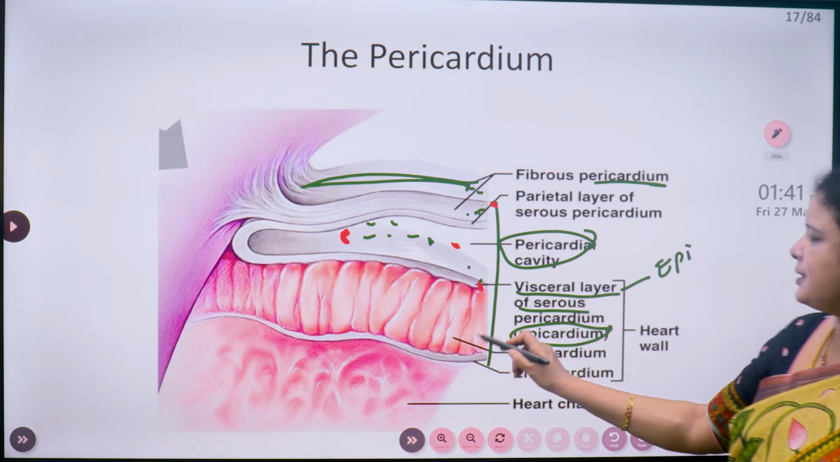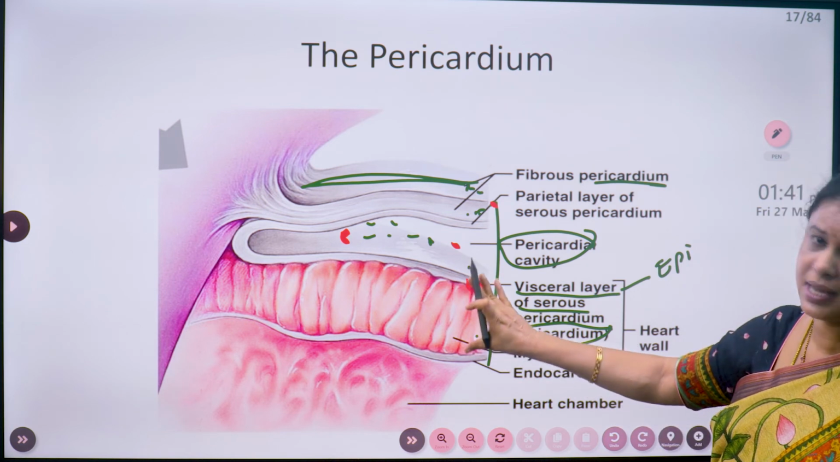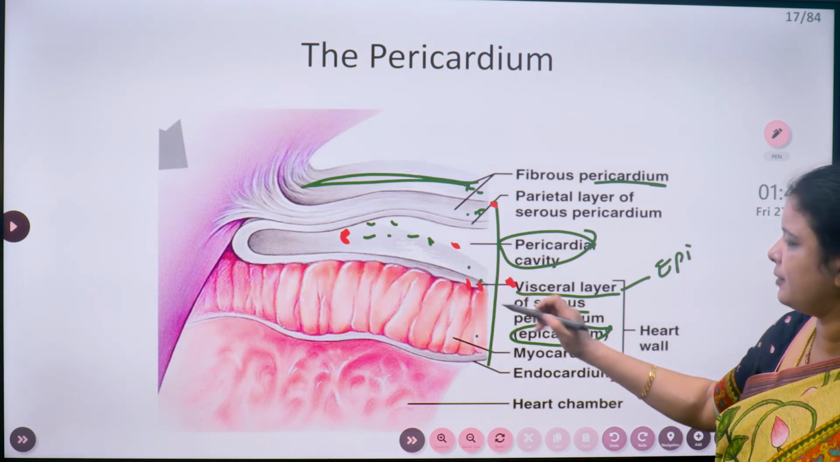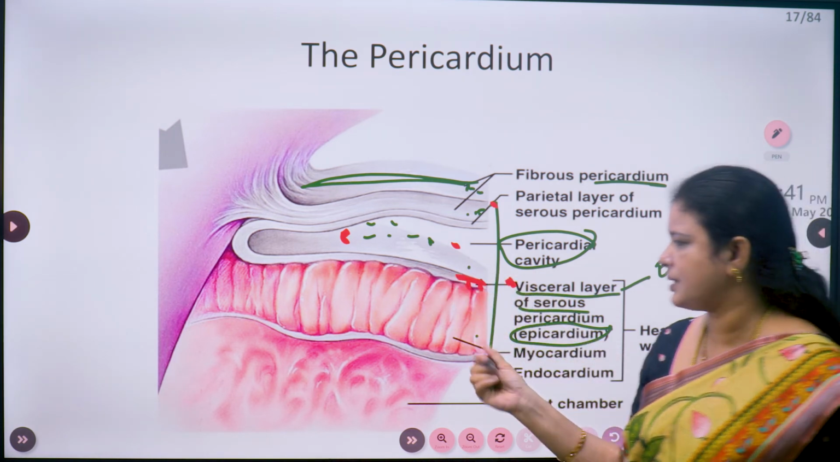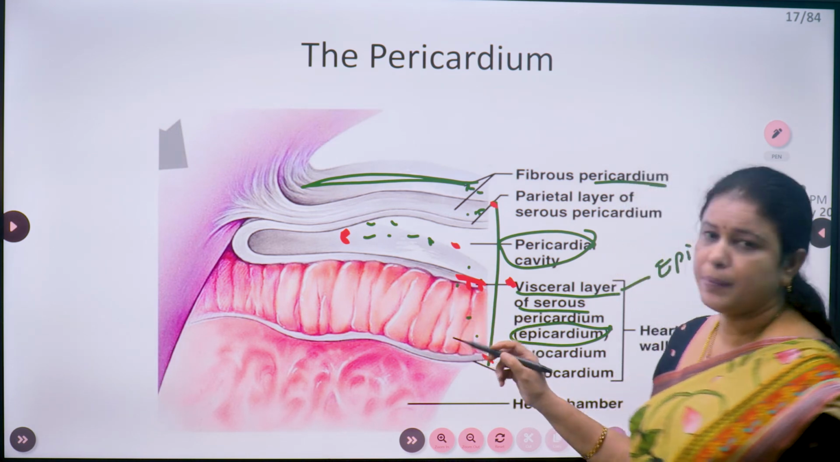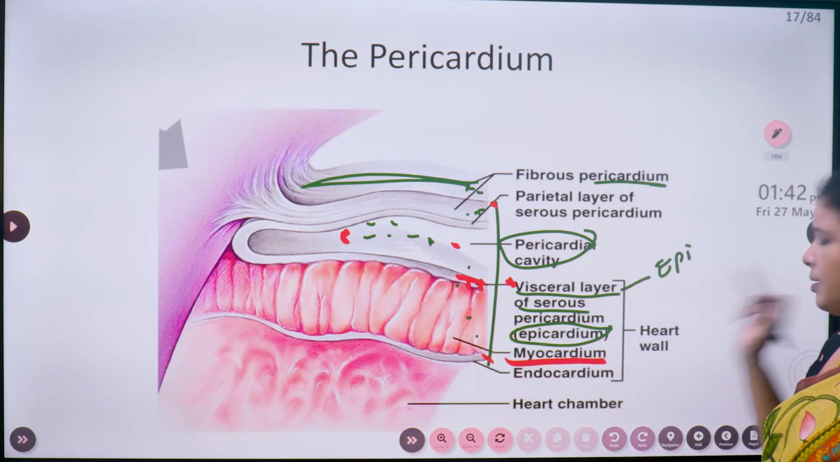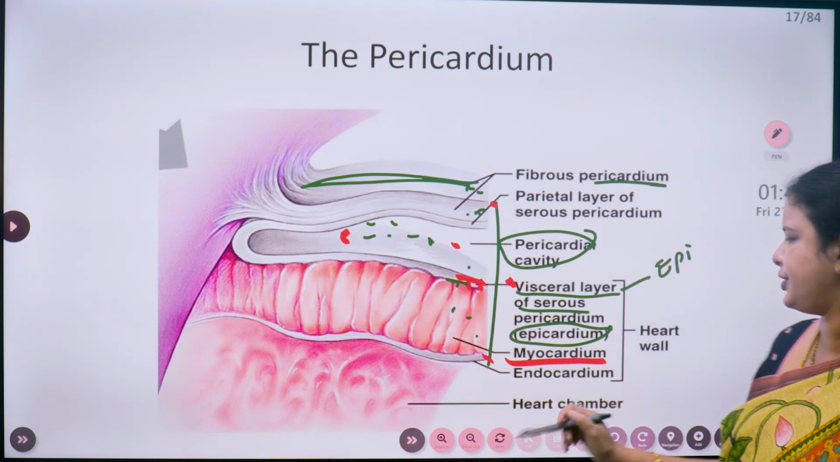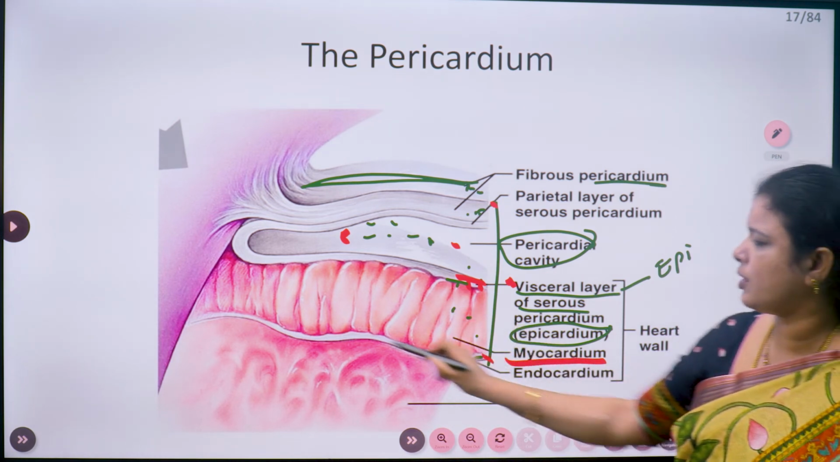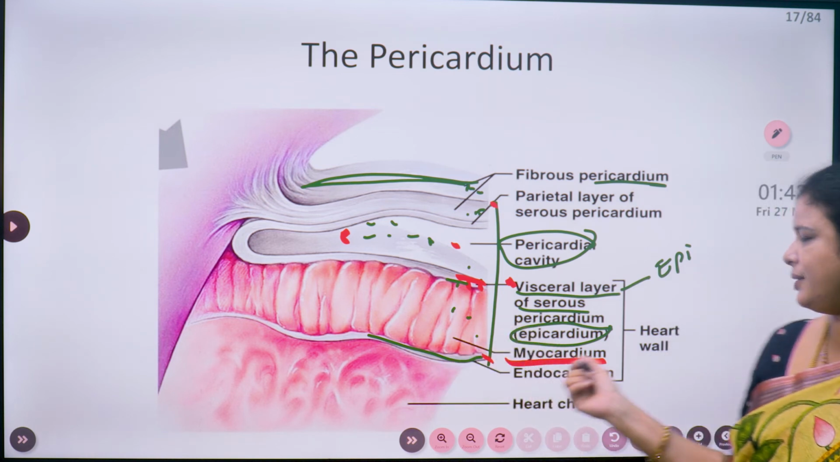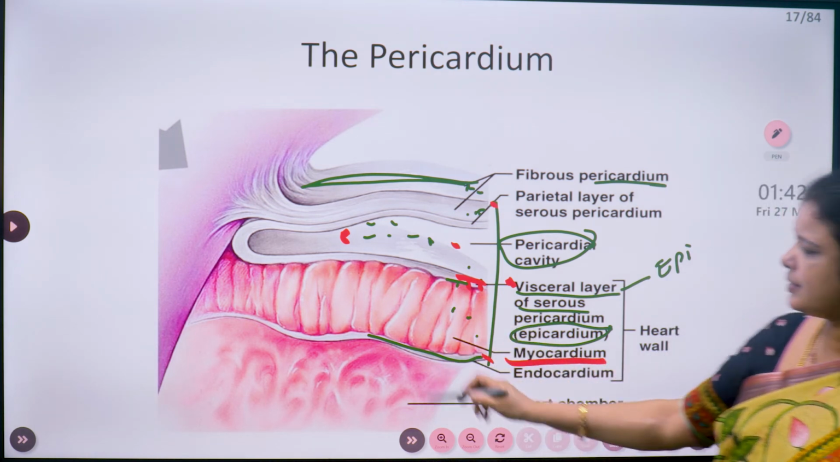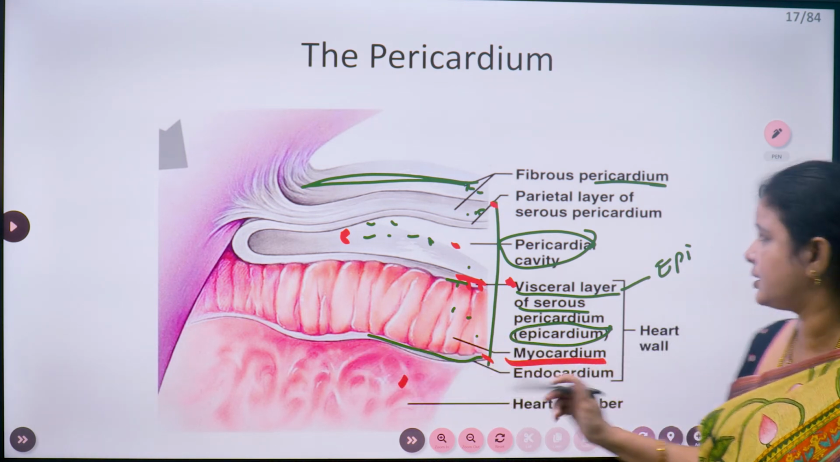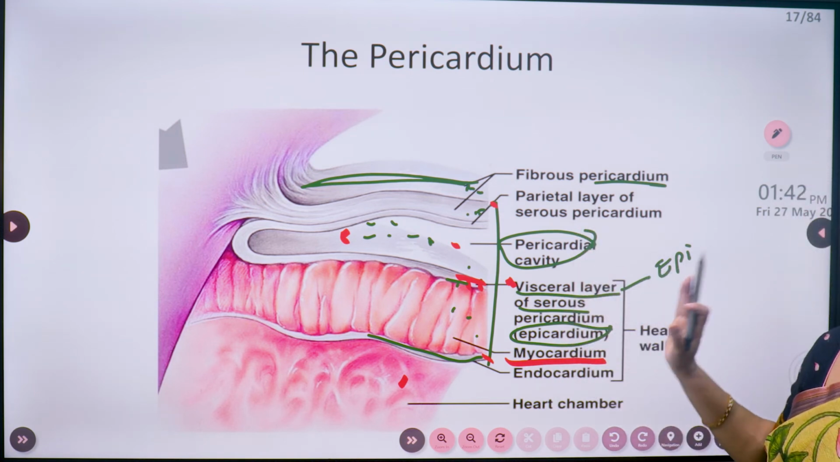And this is the myocardium, which has the bulk of the mass, the muscle mass. The myocardium comprises muscle tissue, cardiac muscle tissue. This is the endocardium, which is the innermost layer of the heart. Inside this we have the chambers of the heart. This is about the pericardium.